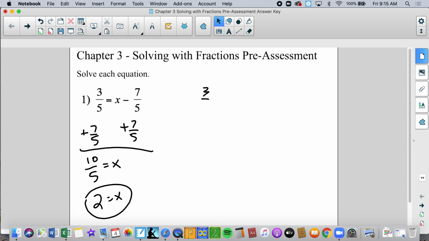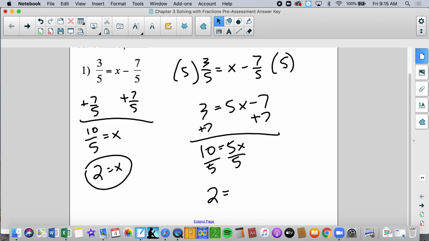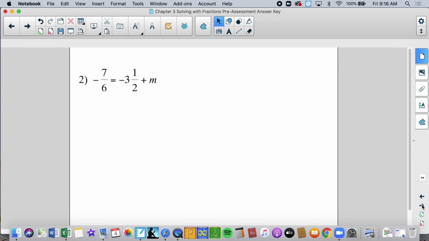Now, if you had that same equation, and you want to cancel, you look at the denominators, you distribute that 5, you get 3 equals 5x minus 7, add 7. 10 equals 5x, divide by 5, divide by 5, and you still get 2 equals x. With the one steps, I'm okay with you using the rudimentary dealing with fractions, but again, if you want to cancel out the fractions because you are now super comfortable with it, I love that.